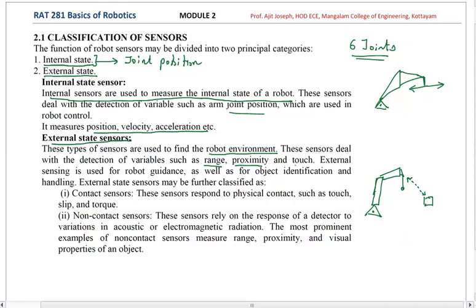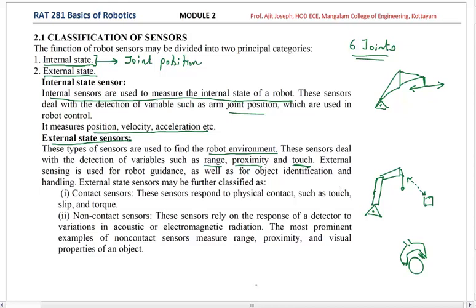Then touch. Suppose it wants to pick up an object, and it has a gripper, a hand-like end effector which grabs onto some object. If it is trying to grab some object, it wants to know whether it has grabbed the object with sufficient pressure. So it requires to know the touch. Sensors which deal with range, proximity, touch and all come under the external state sensors. They are also used for robot guidance.